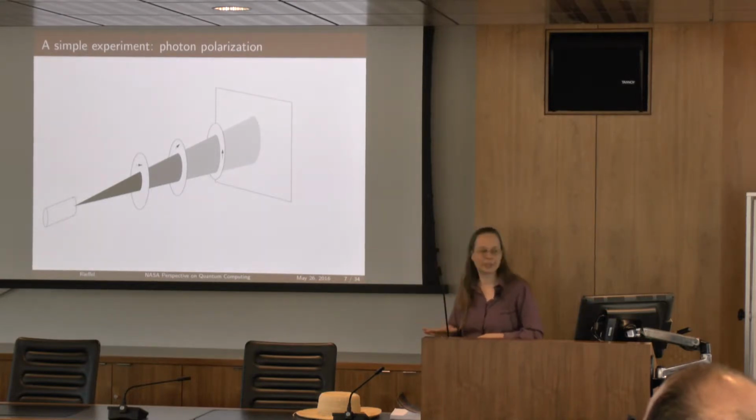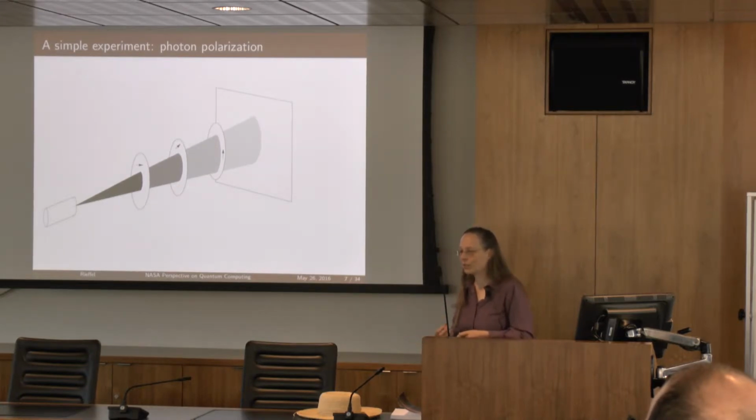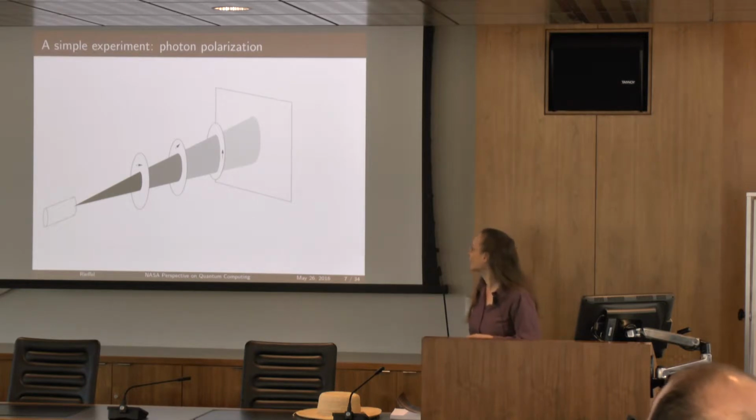Now, there's a perfectly good classical explanation of this in terms of light as a wave, but what if you look at this in terms of individual photons? What are those individual photons doing that could explain this? And the reason I'm going through this is this will give us a good sense for what a qubit is.